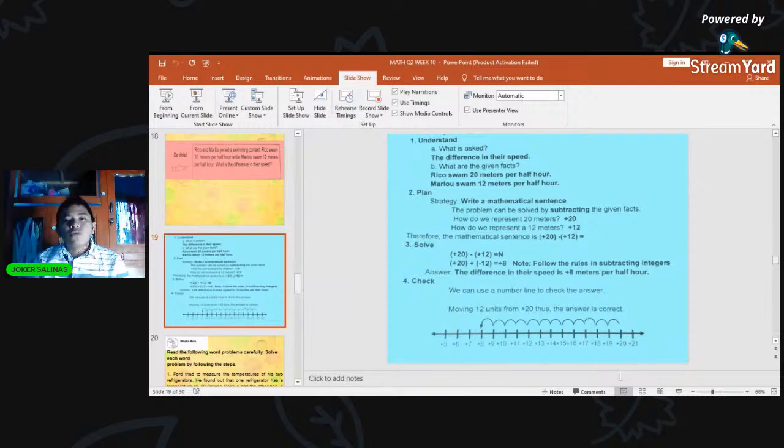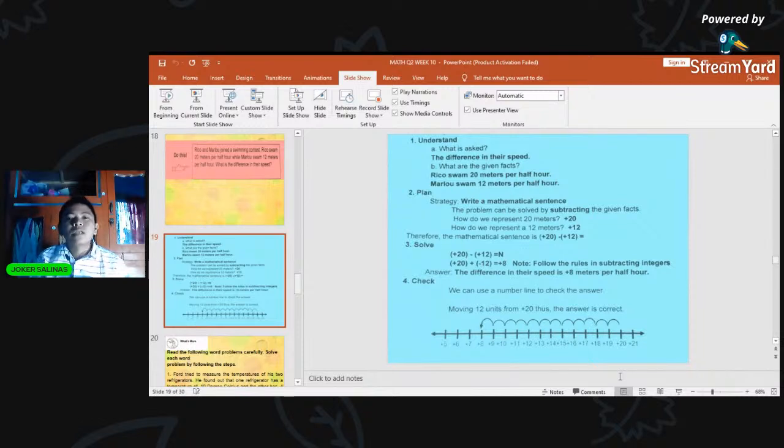So Rico swam 20 meters per half hour, and Marlo swam 12 meters per half hour. Okay. Next, after knowing what is asked and what the given facts are, we're going to plan. The strategy that we're going to use is to write a mathematical sentence. So the problem can be solved by subtracting the given facts.